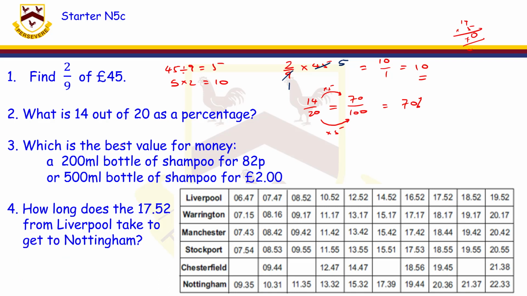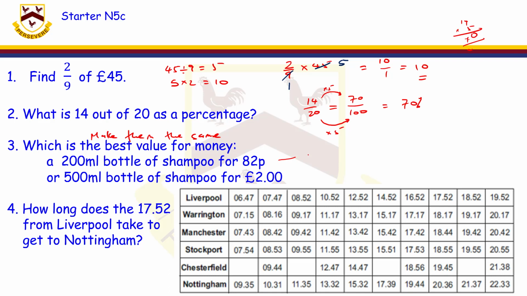Question number 3. Which is the best value for money? A 200ml bottle of shampoo for 82p or a 500ml bottle of shampoo for £2? So with these, when we compare, we're always trying to do the one thing, make them the same. Because if we can make them the same, then we can compare. I can't compare a 200ml bottle with a 500ml bottle, but I can compare 100ml.